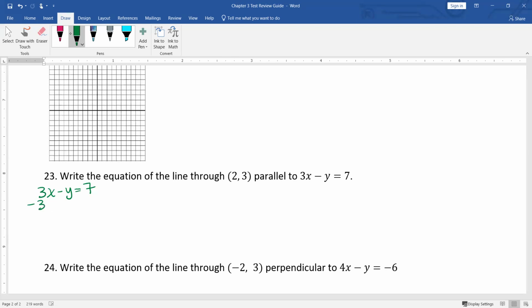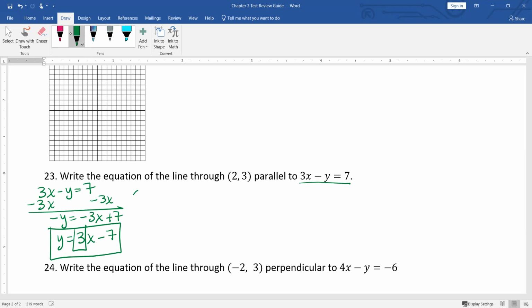So I subtract 3x from both sides. I end up with negative y equals negative 3x plus 7. And then my y is negative. I don't want it to stay that way, so I just change the sign of everything, and that is comparable. If that's the slope-intercept form of my original linear equation, this right here is my slope. So slope equals 3.